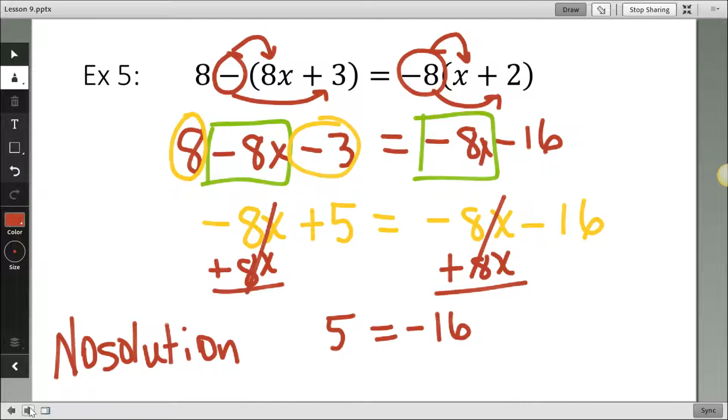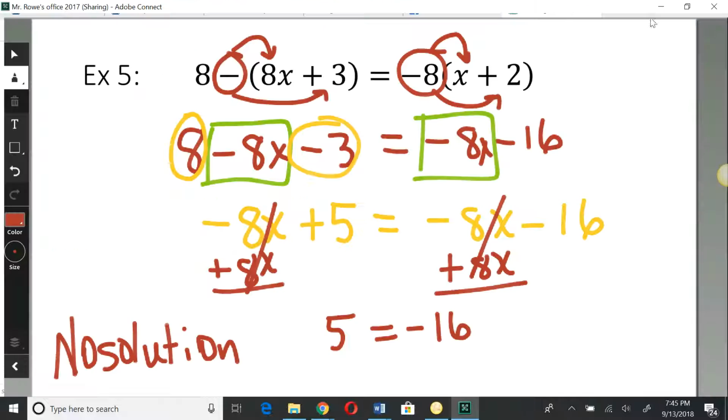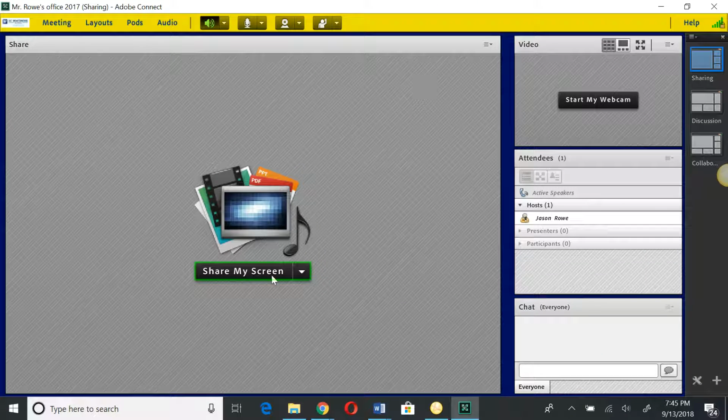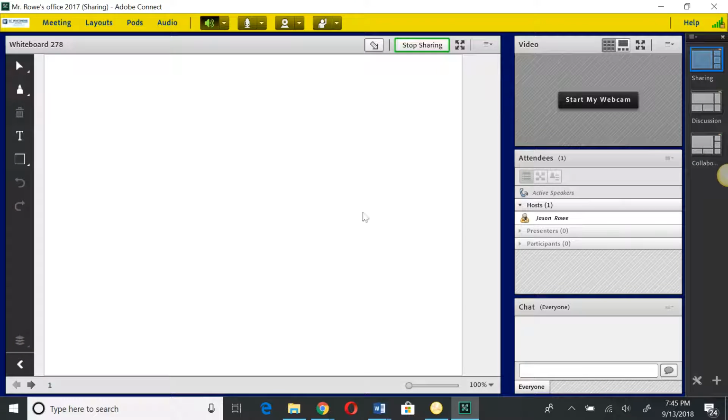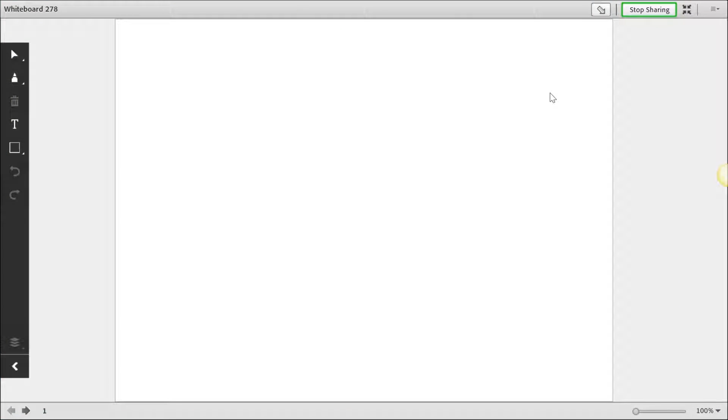I'm going to throw this on this next slide to give you the steps. And actually, I don't have another slide. So I'm going to stop sharing this for a second and just share my whiteboard to write this step down, because this is the rules every time. Step 1, distribute both sides, and this is if necessary.